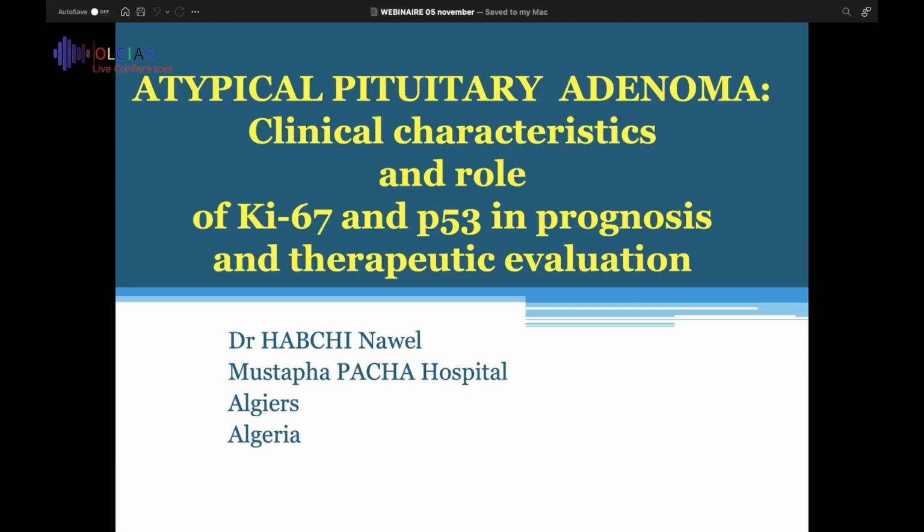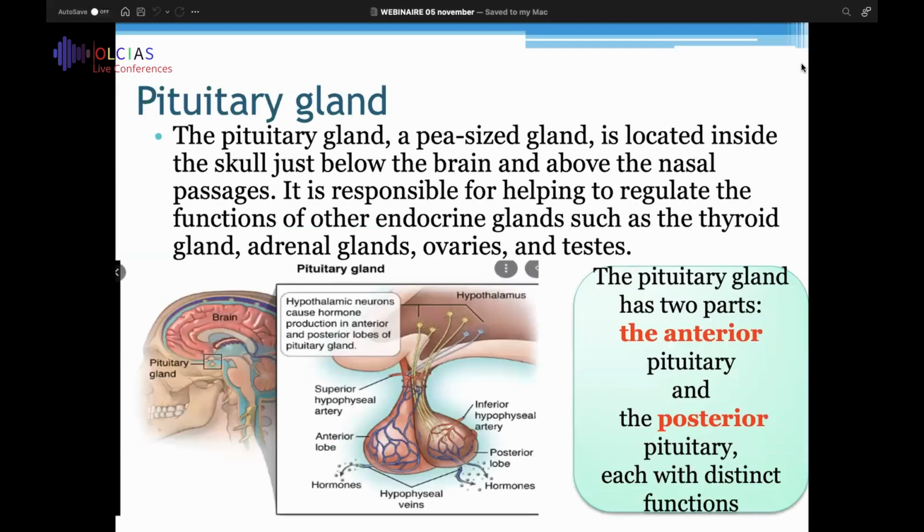So here in my conference, I have two parts. The first part is a general knowledge about pituitary gland, pituitary adenoma, and then we pass to the second part of my conference. It is my study.